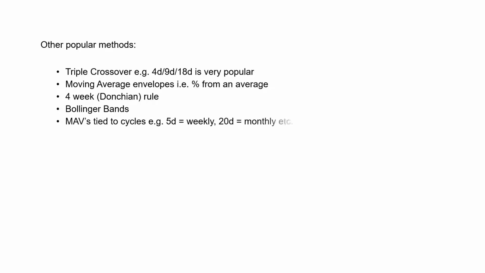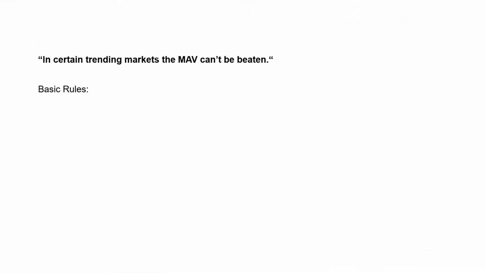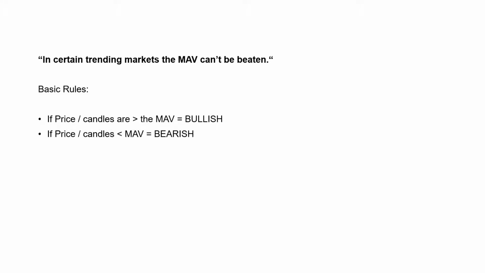We've got moving averages tied to cycles, 5-day, 20-day, that can measure behaviour easily. And you've got indicators on top of the oscillators like MACD that use the moving average. And in certain markets, these rules can't be beaten, and if the price is greater than, say, the Renko blocks, and it's bullish, and vice versa.